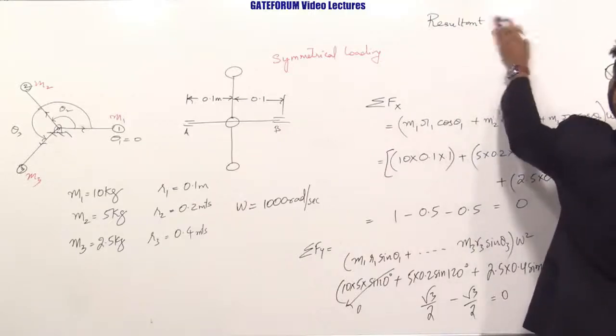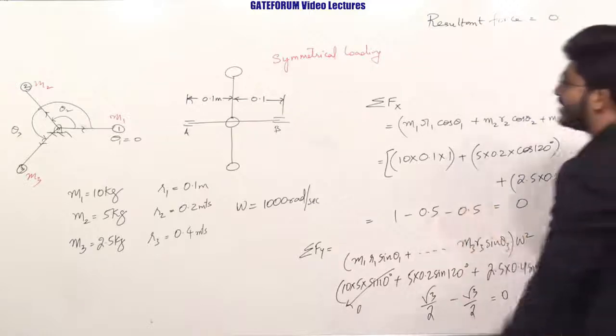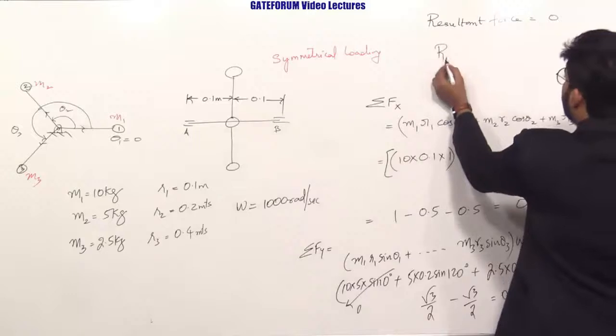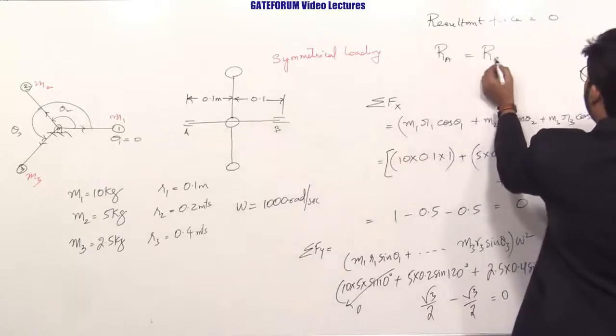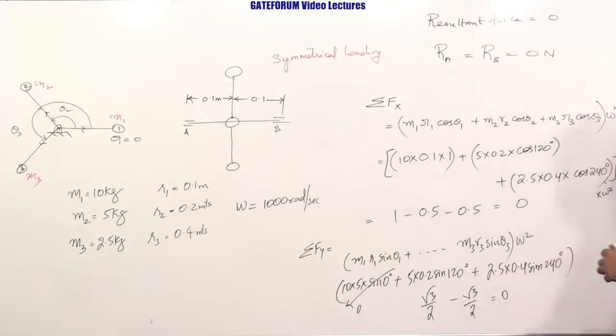Resultant force will be equal to 0, and when the resultant is 0, the reaction at A and reaction at B will be equal to 0 newtons, okay. Reaction at A and B will be equal to 0 newtons.